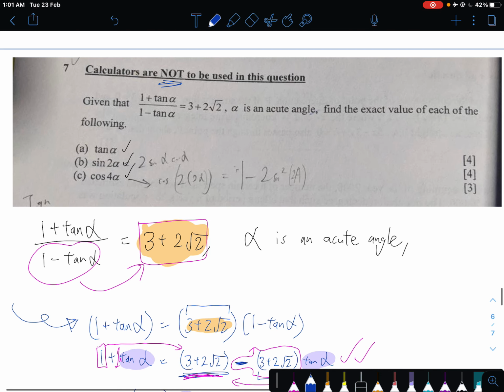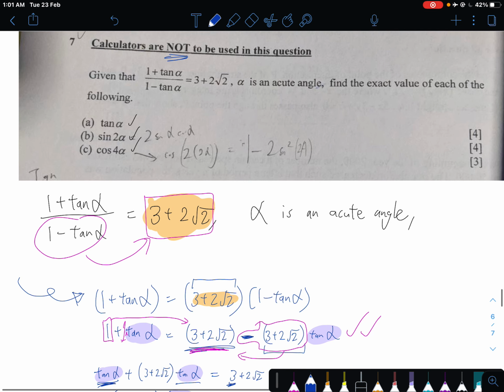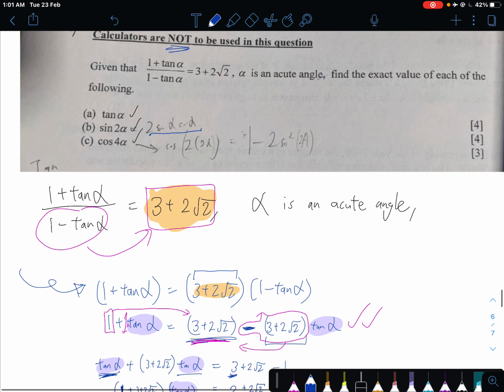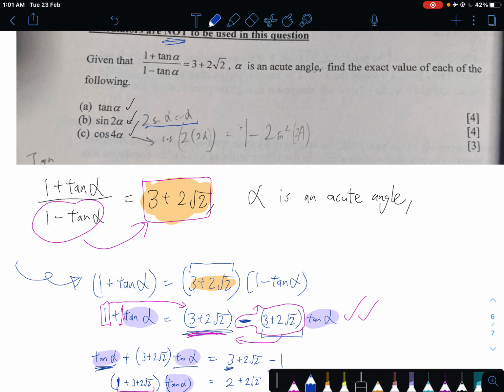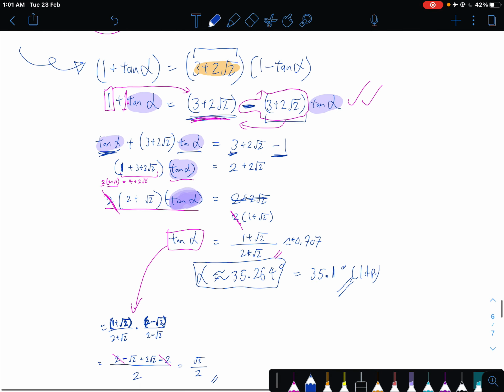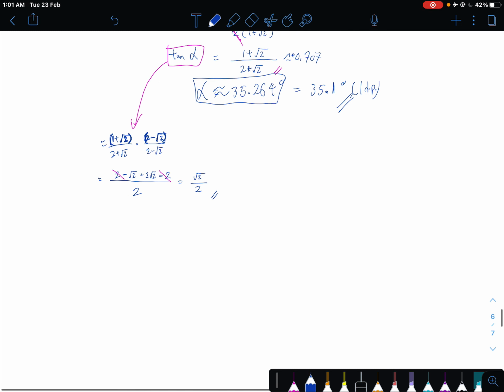How about for part B, sine of 2 alpha? Okay, I've already written it over here. The hint that I have is sine of 2 alpha is really just 2 sine alpha cosine alpha. It's based on your formula list. In this case, take a look at tangent alpha, which we have already found previously. Tangent alpha was found to be square root 2 over 2 from part A.